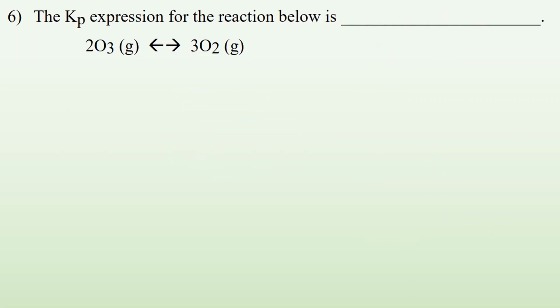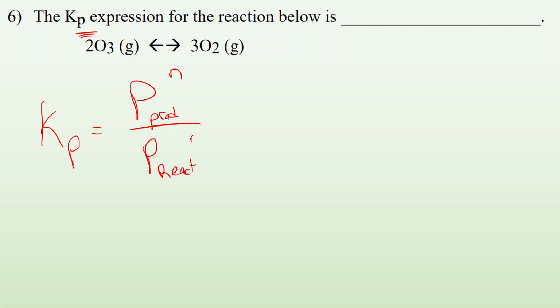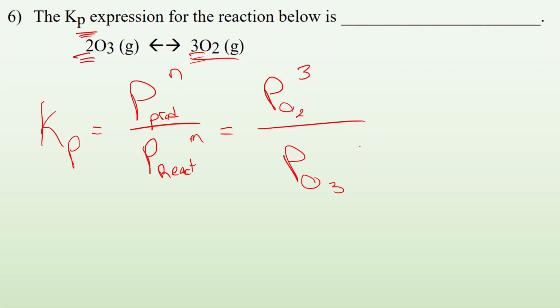All right, 5, the Kp expression for the reaction below is, this P is for pressure. So it's the same thing, but instead of the concentrations, you use the pressure of the products over the pressure of the reactants, and then again, to whatever power the coefficients are. Here the product is O2 gas, so it's going to be the pressure of O2 gas to the third power because of this 3, divided by the pressure of O3 gas to the second power because of its coefficient of 2. That's the only difference in the expressions.